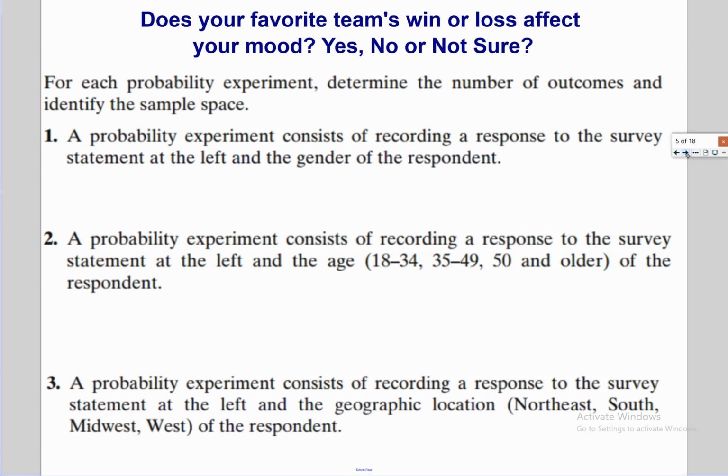So next question. We want to know, does your favorite team's win or loss affect your mood? Yes, no, or not sure. So for each probability experiment, determine the number of outcomes that identify the sample space. So we'll do the first one together here, and then I'll let you guys try the bottom two.